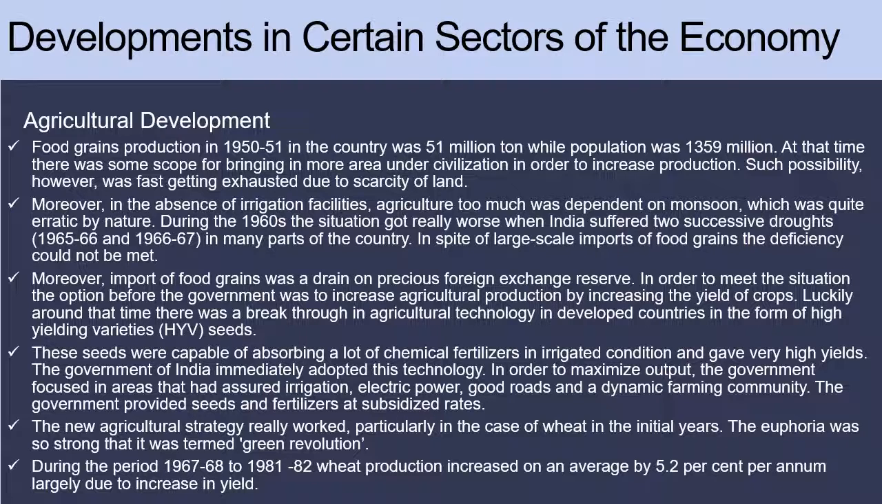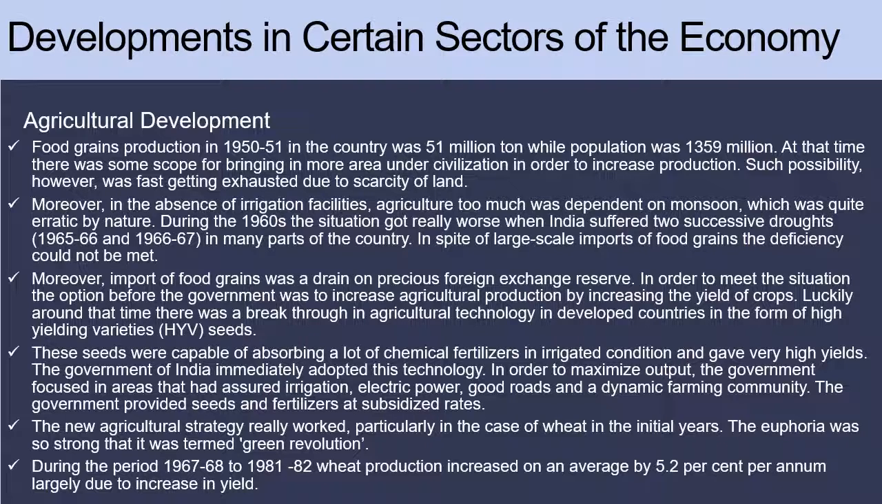During the 1960s the situation got really worse when India suffered 2 successive droughts, 1965-66 and 1966-67 in many parts of the country. In spite of large-scale imports of food grains, the deficiency could not be met. Moreover, import of food grains was a drain on precious foreign exchange reserve.